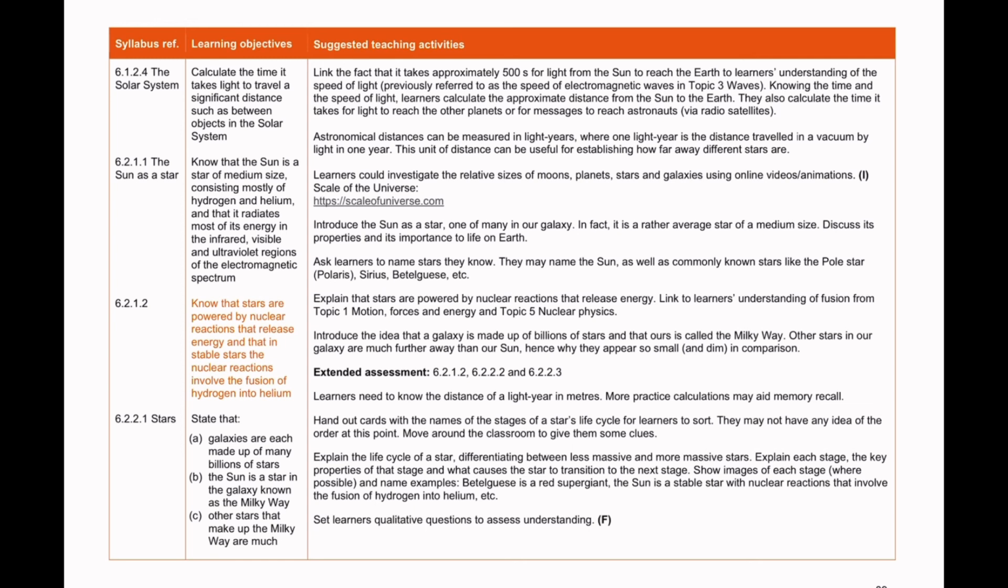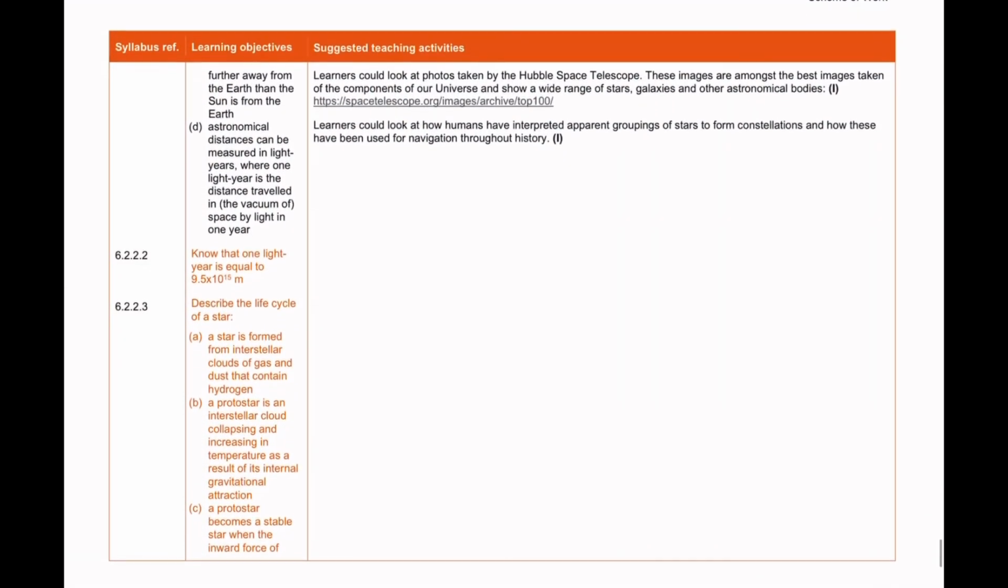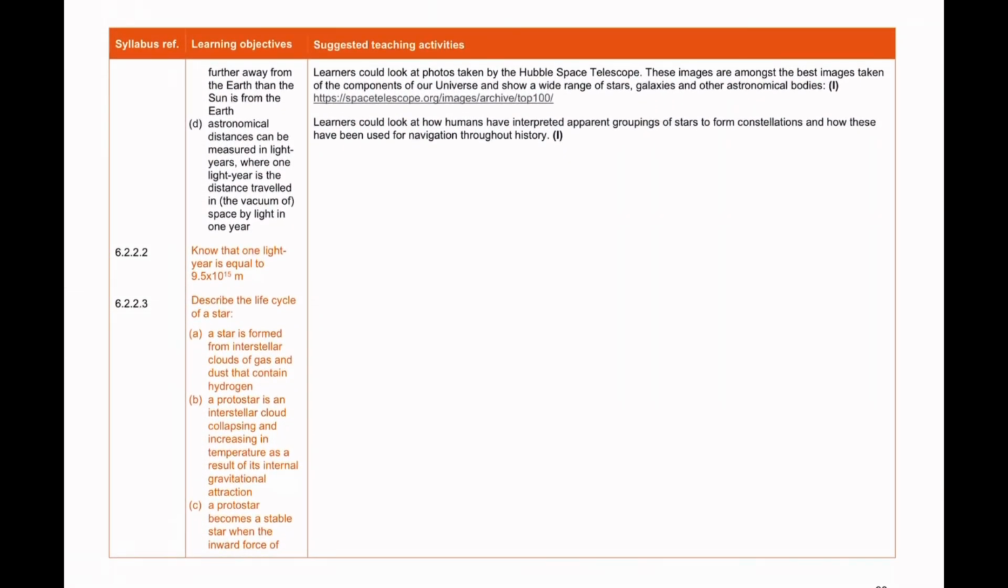State that galaxies are made up of many billions of stars. The Sun is a star in the galaxy known as the Milky Way. Other stars that make up the Milky Way are much further away from the Earth than the Sun is from the Earth. Astronomical distances can be measured in light years, where the light year is the distance traveled in the vacuum of space by light in 1 year. Note that 1 light year is equal to 9.5 × 10^15 meters.